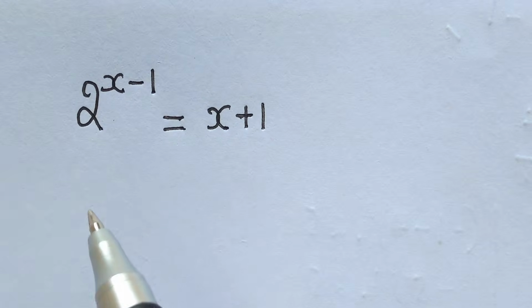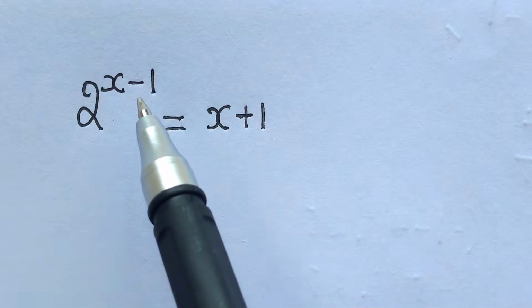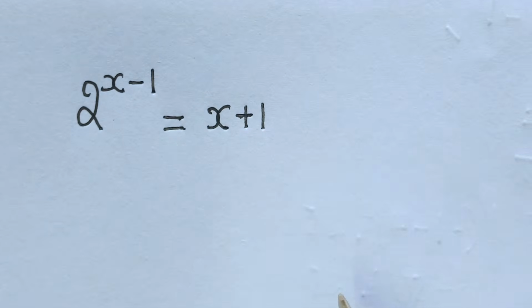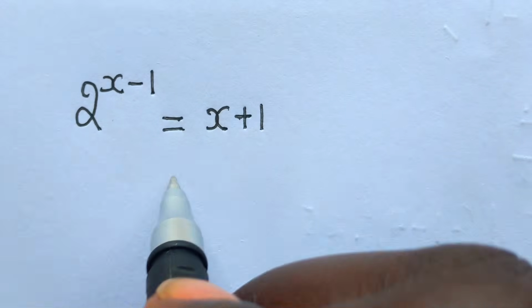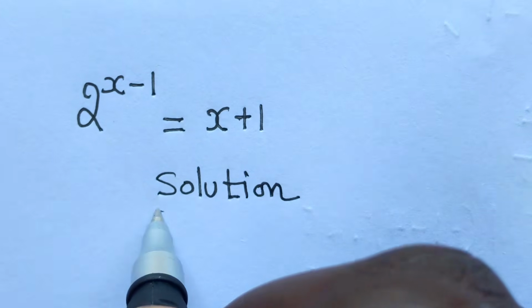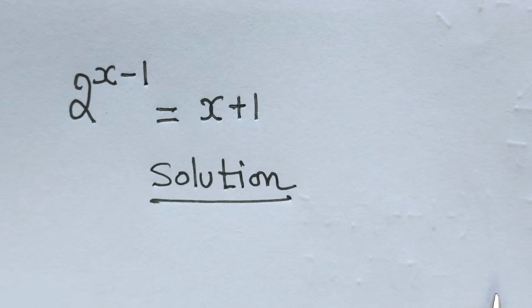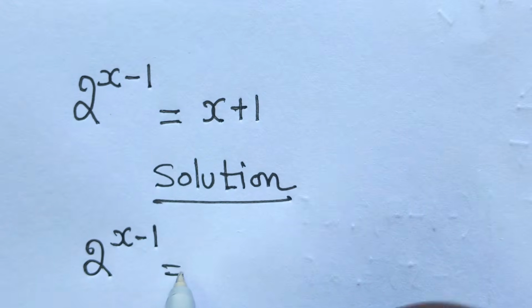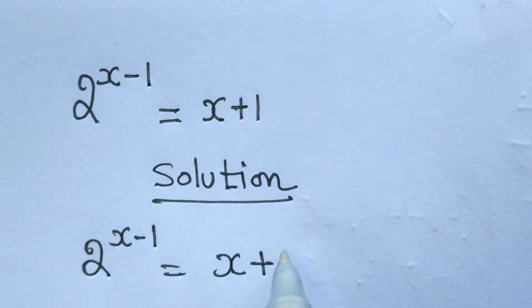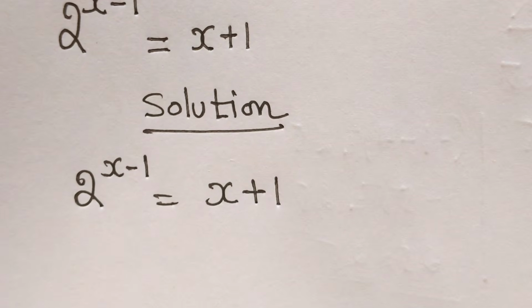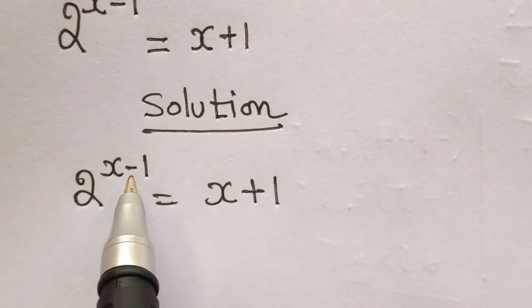Nice Olympiad math problem: 2 power x minus 1 equals x plus 1, without using logarithm. Solution. And of course, first thing here is to copy what we have. We have 2 power x minus 1 equals x plus 1, step by step. And then first thing here is to remove this power we have right here.